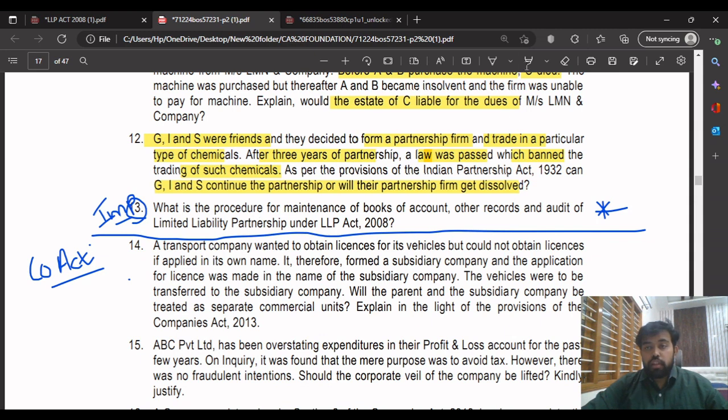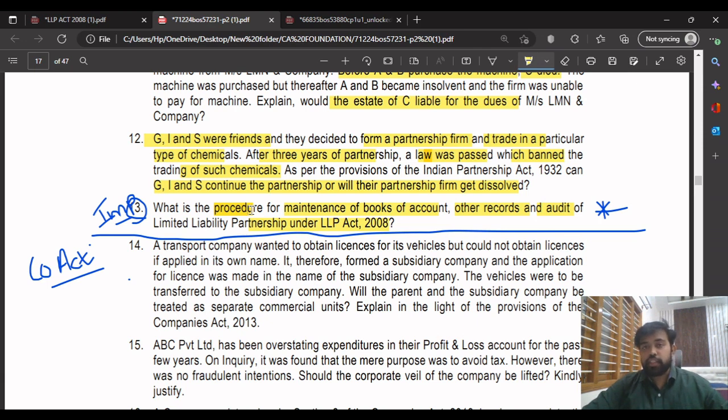And what they've asked is the procedure for maintenance of the books of accounts. Procedure for maintenance of books of accounts, records and audit of the LLP Act 2008. The new procedure you have to write, the new procedure which they have given in RTP. It is changed. Yes, it is changed. That procedure only you have to write. This question can come in your exams this time. So see the video properly and understand it now.